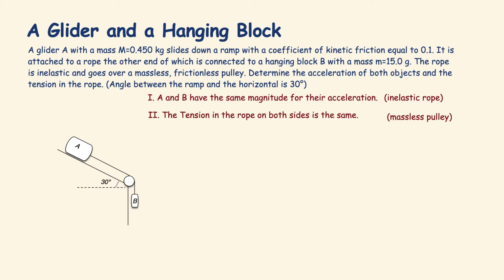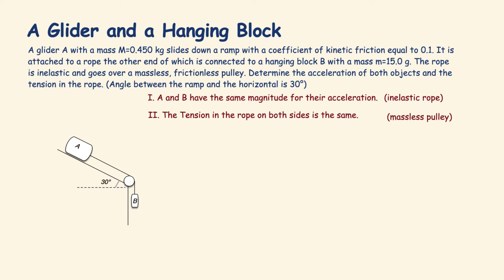The second very important point in this type of example is that because we're dealing with a massless and frictionless pulley, the tension in the rope on both sides of the pulley will be the same. So I don't need to treat the tension along the rope on the one end and the other with different symbols and as different variables.